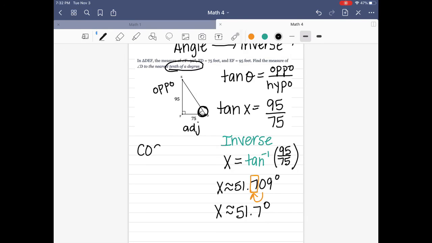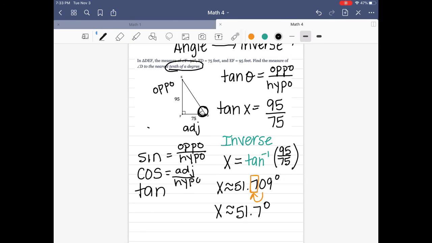So remember, you have sine, cosine, and tangent. Sine is going to be opposite over hypotenuse. Cosine is going to be adjacent over hypotenuse. And tangent is opposite over adjacent.